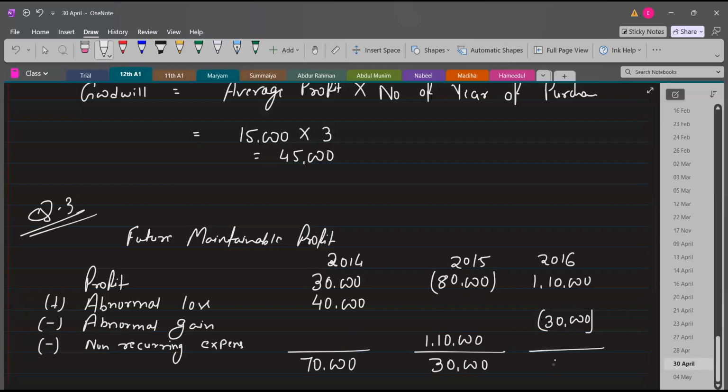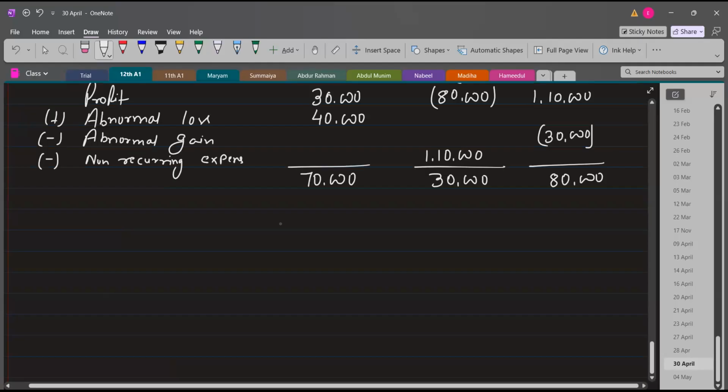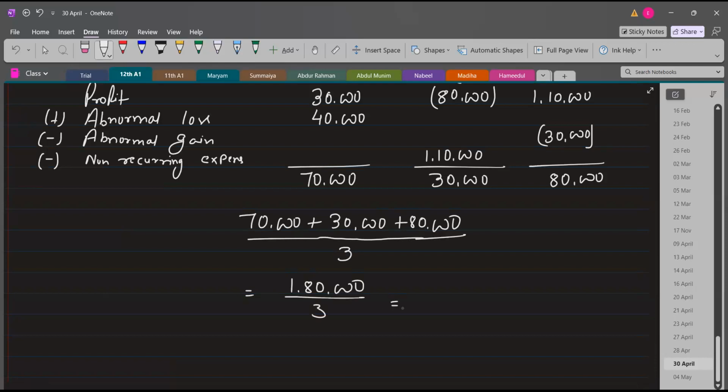And then there is 80,000 in the third year. So this is our profit. Now we will calculate the average. Average will be 70,000 plus 30,000 plus 80,000 divided by 3. 1,80,000 divided by 3 is 60,000.